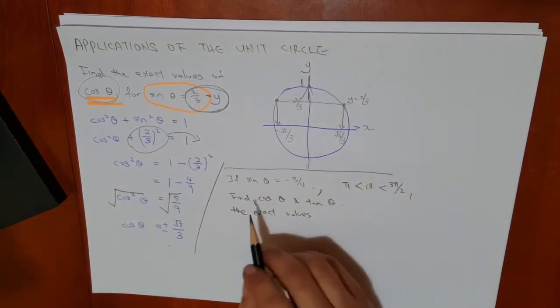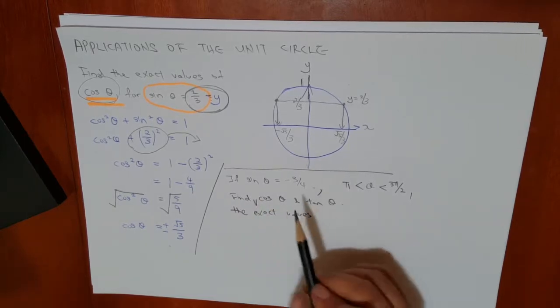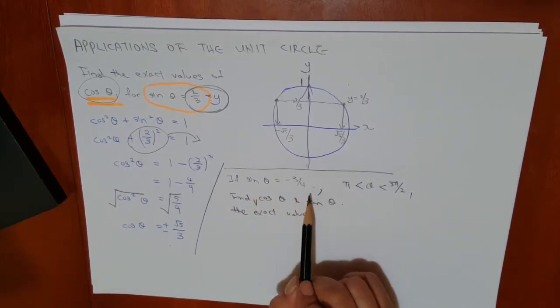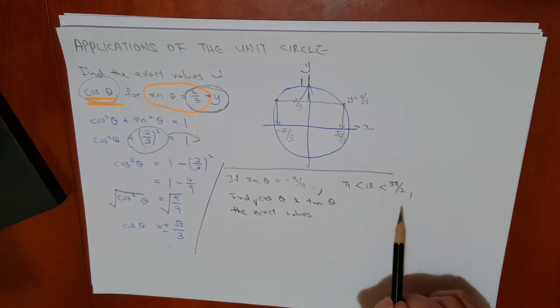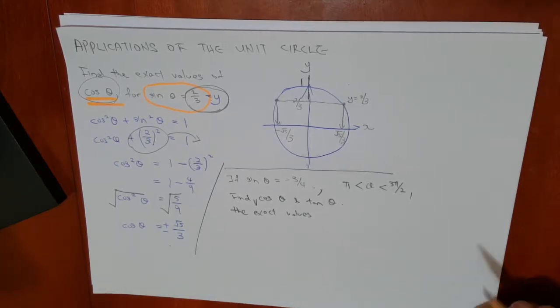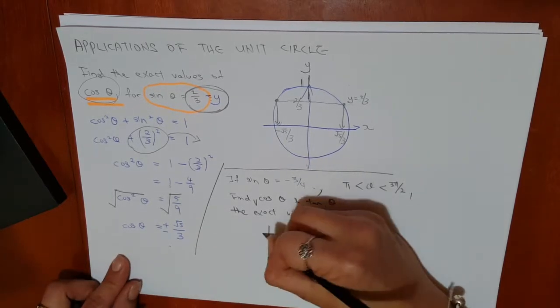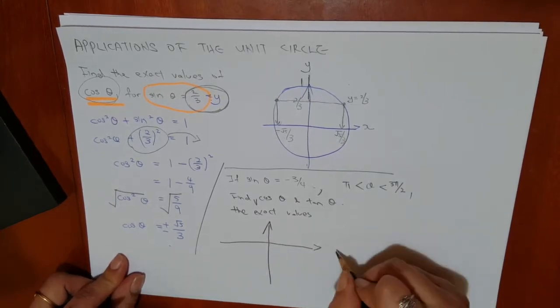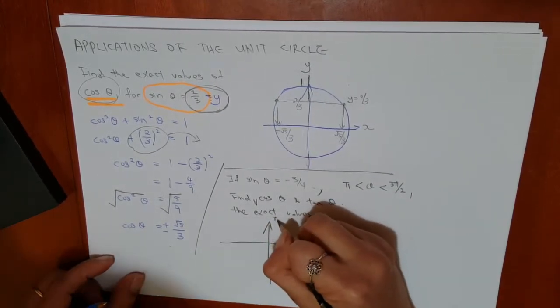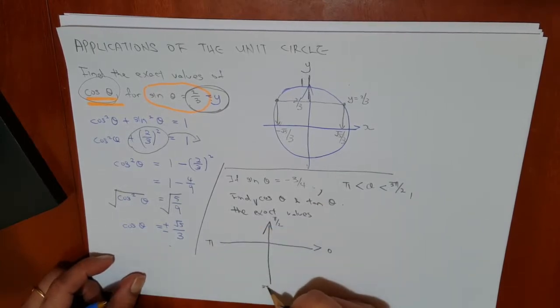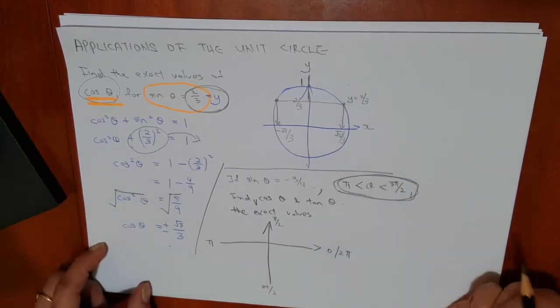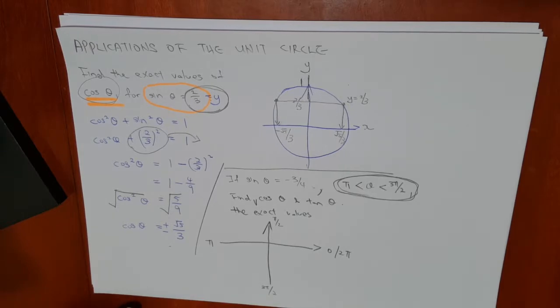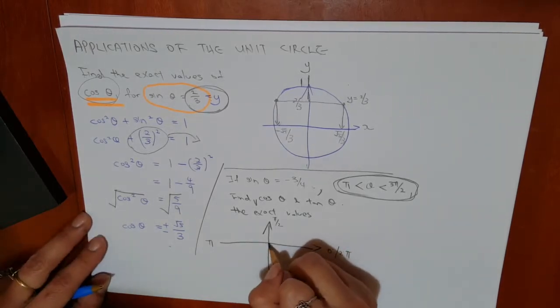So coming back to here, if we have a question that gives you sine is negative 3 over 4 and that theta is in between pi and 3 pi over 2, how do we find cos and tangent? We can do this step by step. Going back to the unit circle we learned before, that's 0, that's pi over 2, that's pi, that's 3 pi over 2, and that's 2 pi. So if we have an angle that is between pi and 3 pi over 2, we can say that the angle is here.